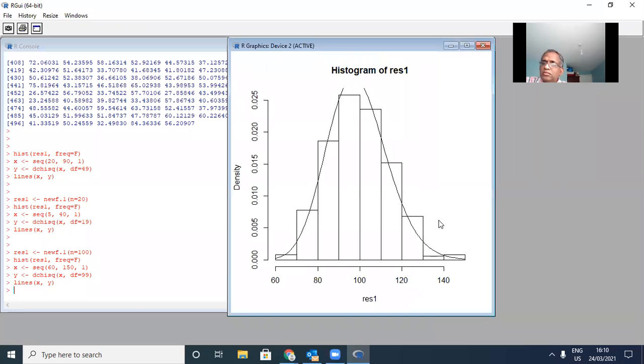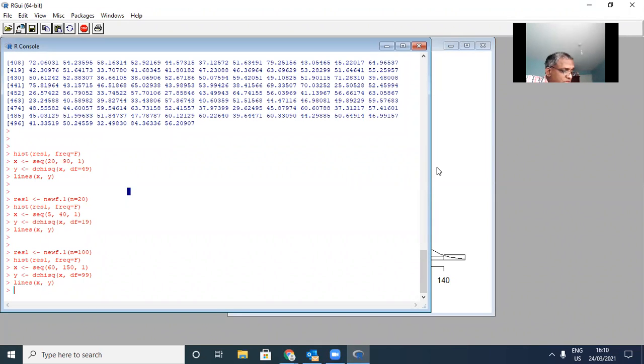And you get this picture, right? Again, for the third time, you see that the density of the chi-squared fits the simulated data pretty well, as it should. Okay. All right, so this is the first part of the tutorial sheet.